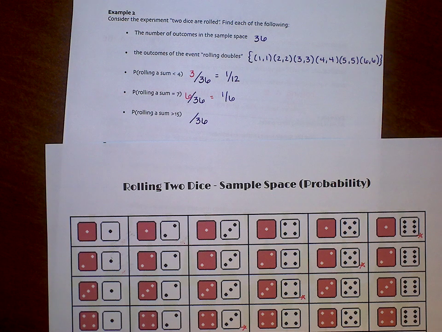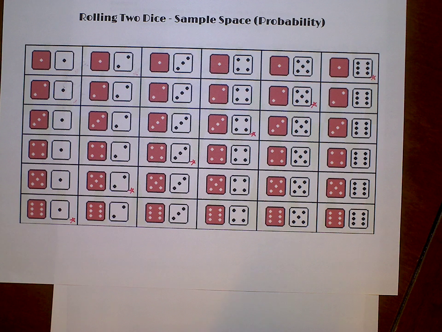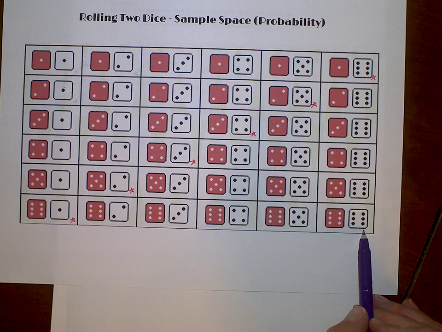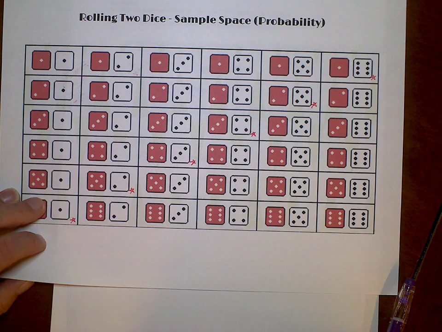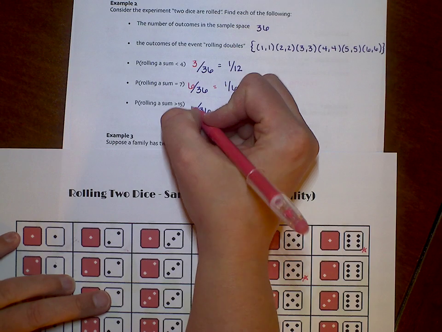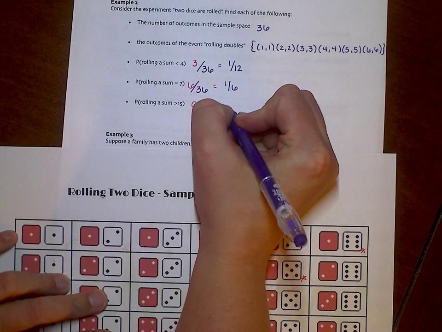Okay, what about a sum greater than 15? Okay, well, where can we get a sum greater than 15? Think about that for a second. And I hope you're thinking that that's a big fat nowhere, because way down here, the largest sum I can possibly get is 12. 2 6s would make a 12. There's no way to get a sum that's larger than 15. So we call that 0 out of 36, which is just a probability of 0.